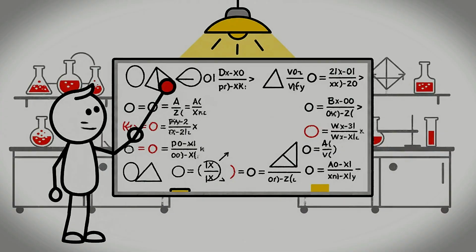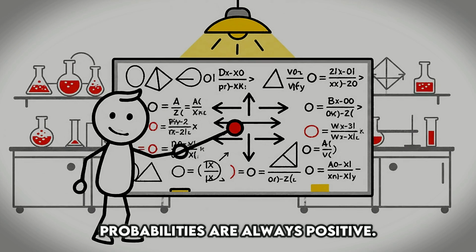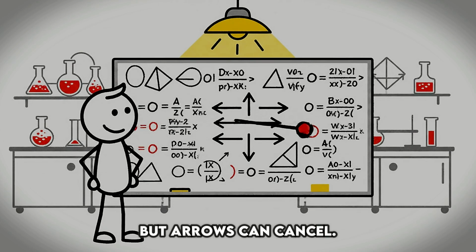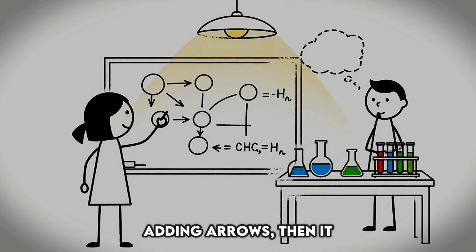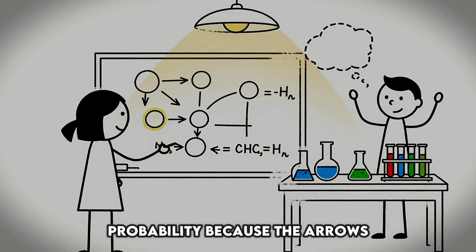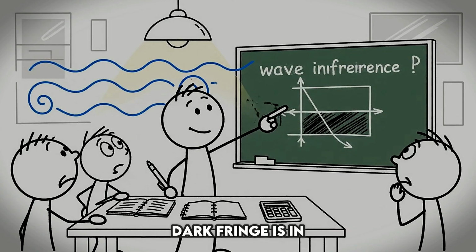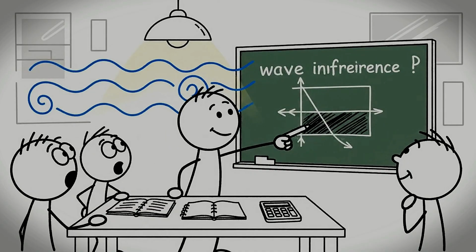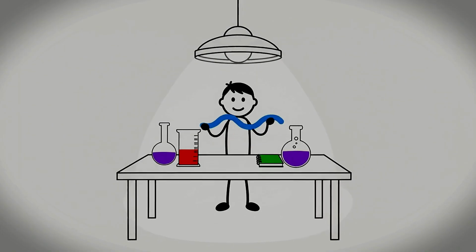And this is the key. Probabilities don't cancel. Probabilities are always positive. But arrows can cancel. So if nature is adding arrows, then it becomes possible for an event to have zero probability because the arrows for the different alternatives cancel. That is what a dark fringe is in quantum mechanics. Not no particle, but the arrows add to zero.